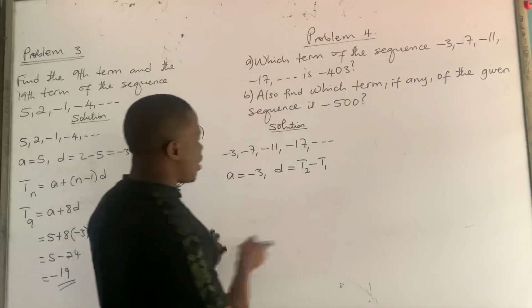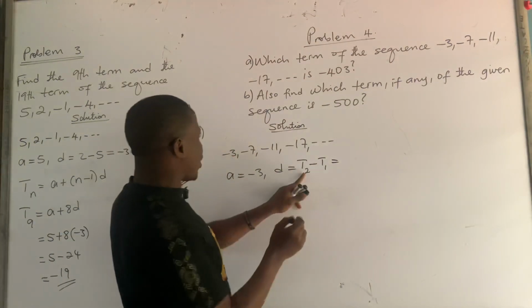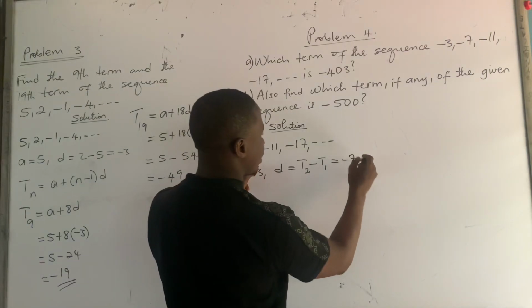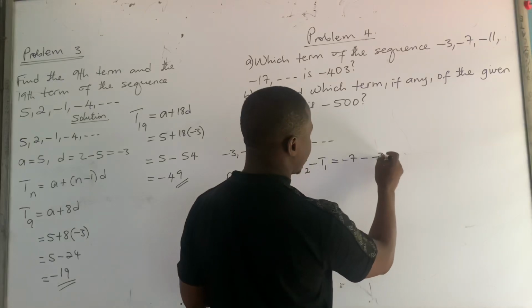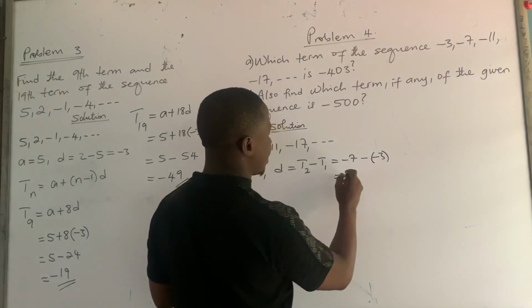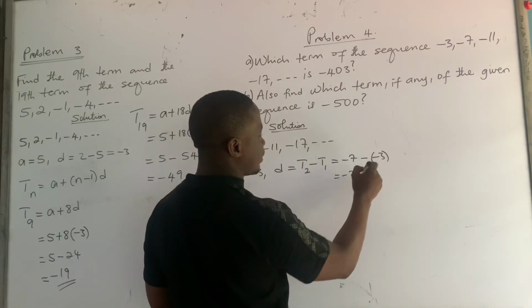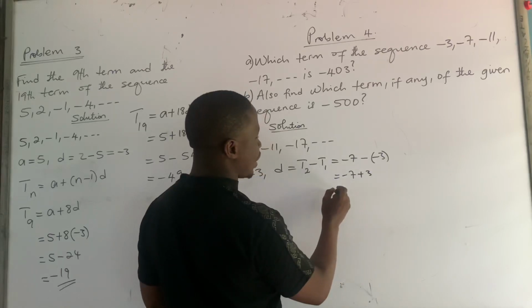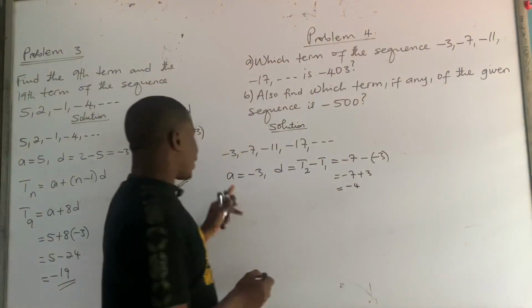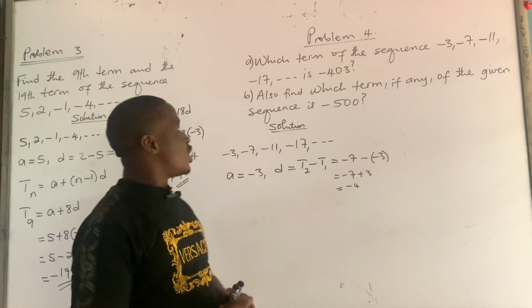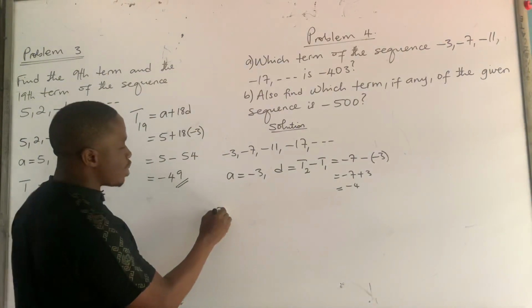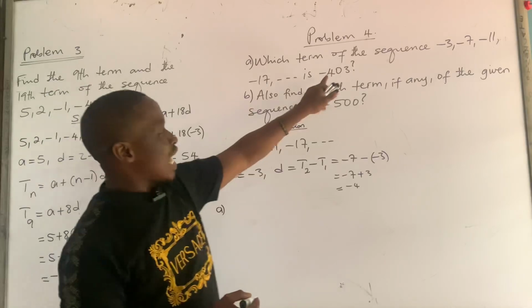So, for the common difference, the second term is minus 7 minus the first term, which is minus 3. So we say minus 7 plus 3, which gives minus 4. So the first term is minus 3. The common difference is minus 4. So back to the problem, we want to find which term this is.